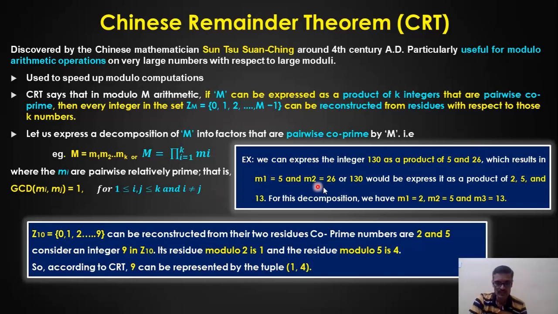Where my M1 is 5 and M2 is 26. Or we can represent 130 as 2, 5 and 13. That is 2 into 5 into 13, where again all the three numbers are relatively prime to each other. In that case M1 will be 2, M2 equal to 5 and M3 equal to 13. So these are the examples for this particular statement.